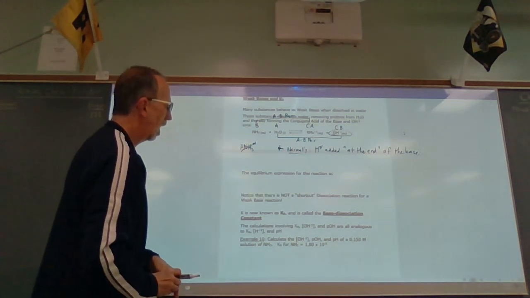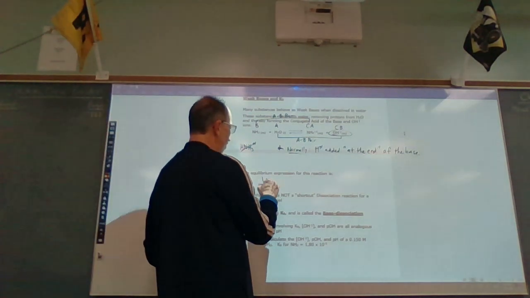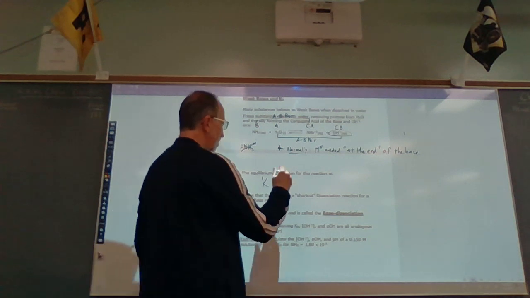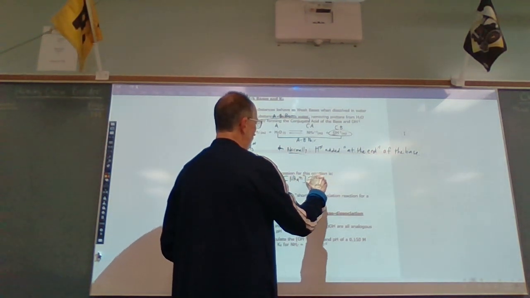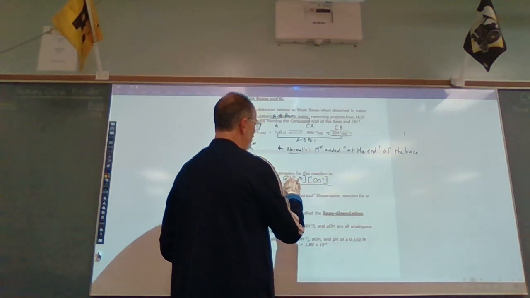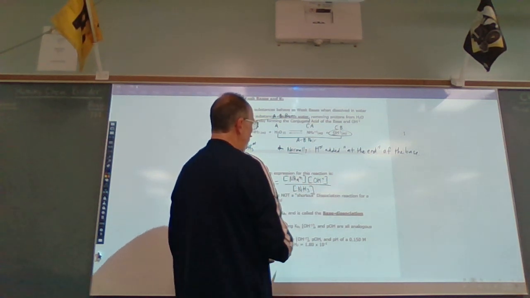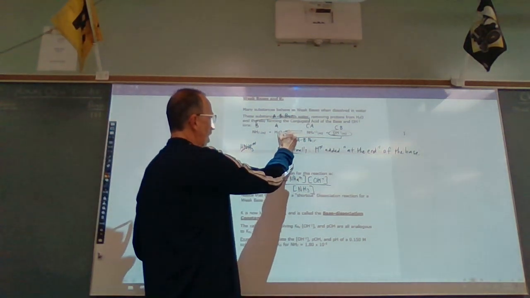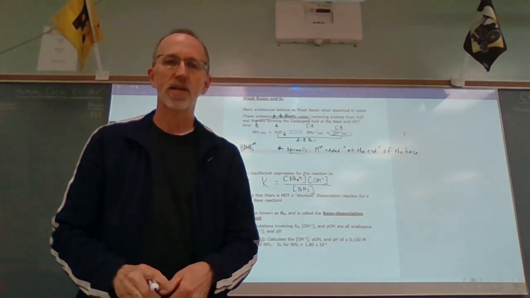All right. The equilibrium expression for this reaction. If we write K for this, again, it's products over reactants. So this would be our ammonium concentration, our hydroxide concentration, over our ammonia concentration. And then what about this one? Does water go in there? If you're shaking your head, no, you're right.